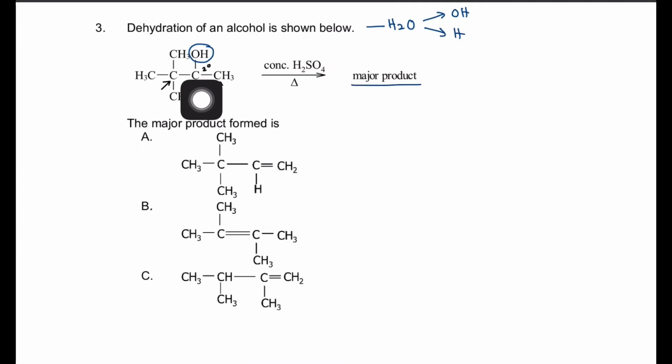Alright, so once we form the secondary carbocation, we can actually move it to the left to improve the stability and make it into a tertiary carbocation. So the intermediate would actually look like this.